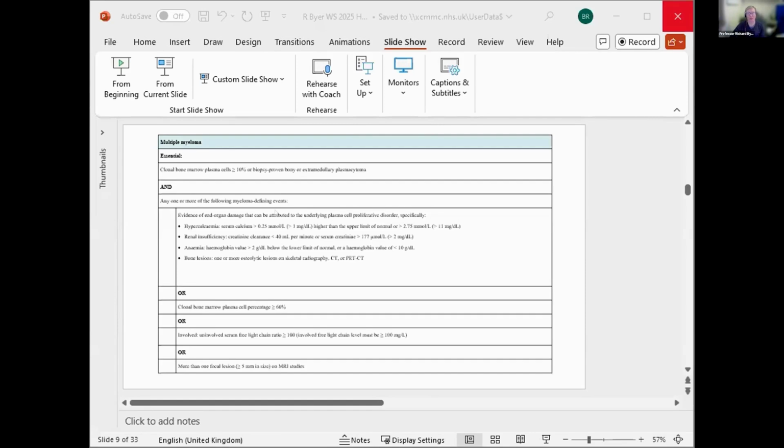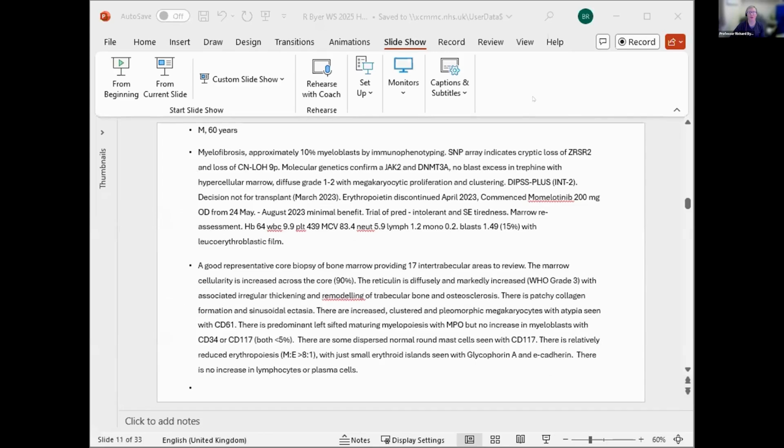So you can call it a monoclonal gammopathy of uncertain significance if it's less than 10% plasma cells, no clinical end organ features. But in between a monoclonal gammopathy of uncertain significance and myeloma, I call it a plasma cell dyscrasia. And then the clinicians can decide if these other features are present, whether to call it myeloma or not. Right, quickly on to case 2.